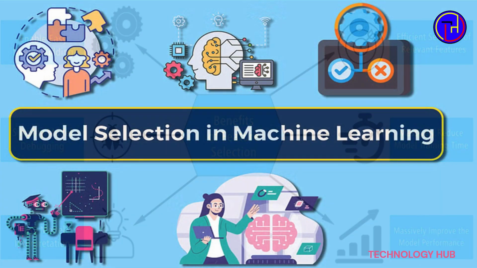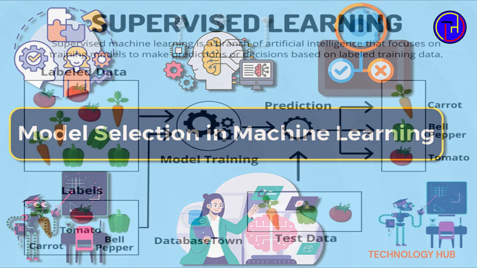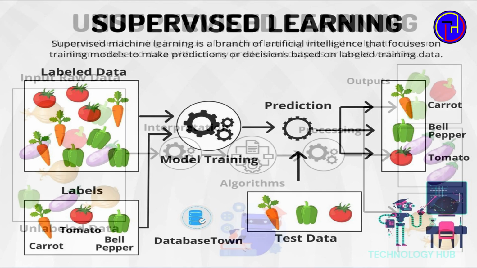Choosing a model. There are various types of machine learning algorithms, each suited for different types of tasks. Common types include supervised learning. The algorithm is trained on labeled data, meaning the input data is paired with corresponding output labels. The algorithm learns to map the input data to the correct output during training.